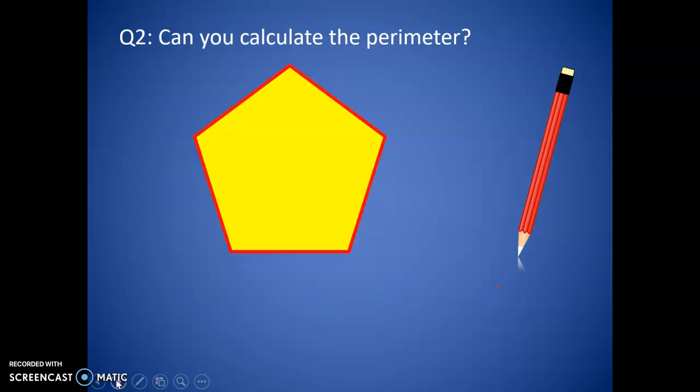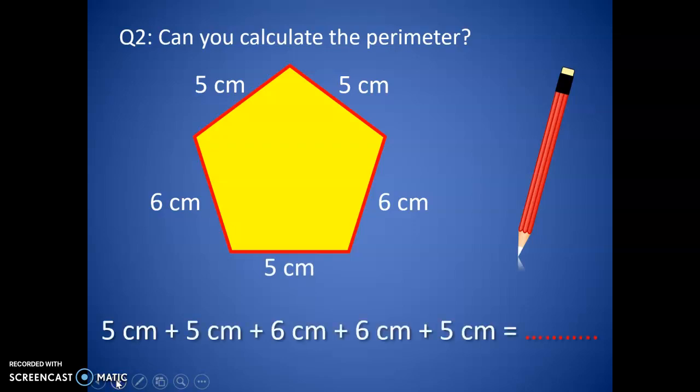Here's another shape. Can we calculate the perimeter? Here's all the measurements. 6 centimetres, 5 centimetres, 5 centimetres, another 6 and a 5. So let's put them all together in a number sentence. There they are. Pause the video and write down what you think is the perimeter of this pentagon.